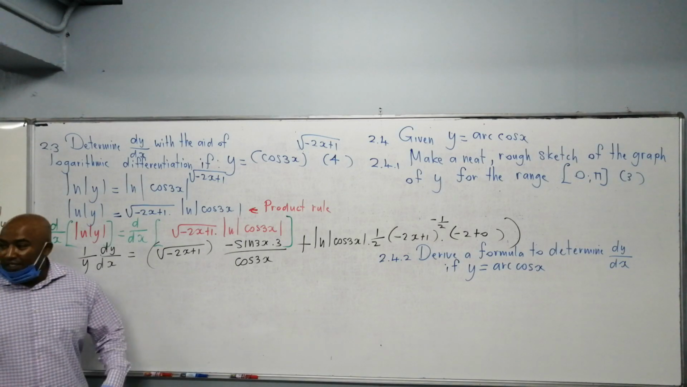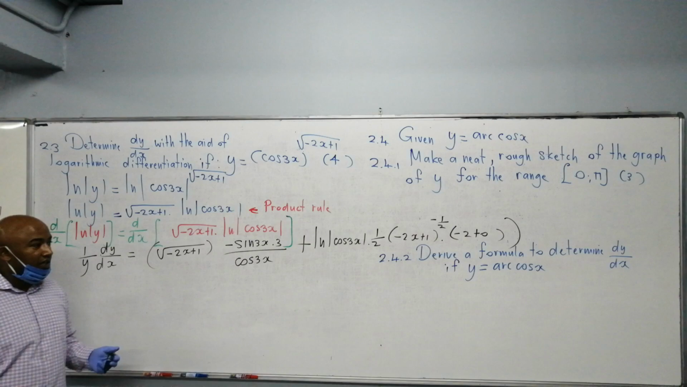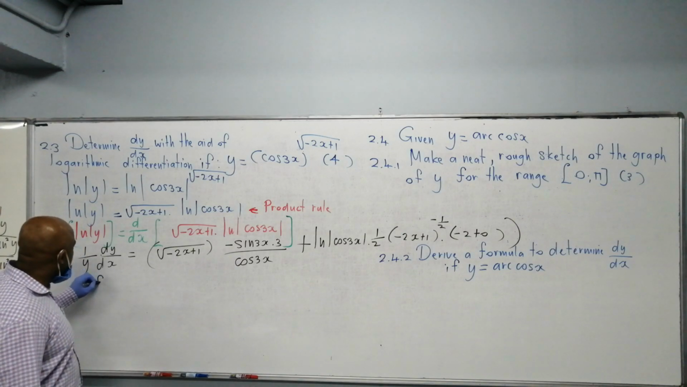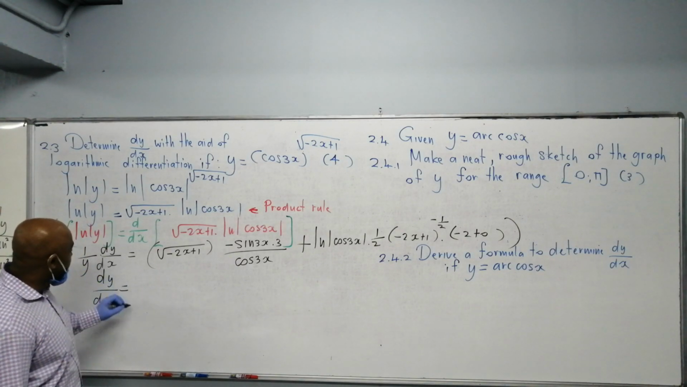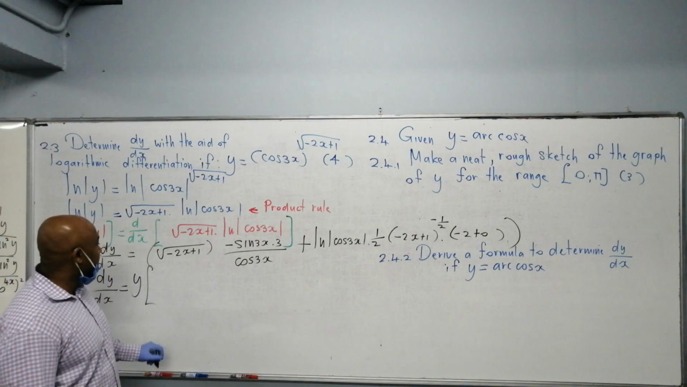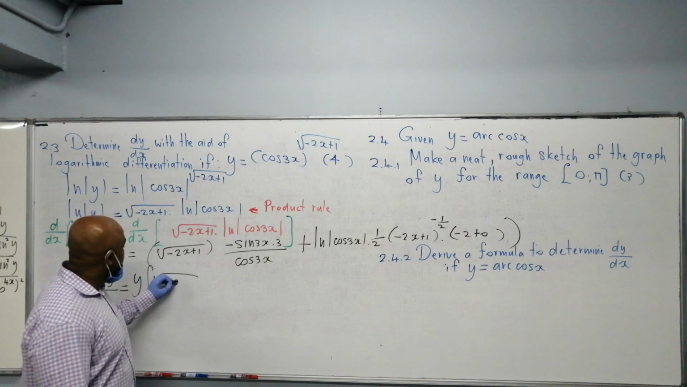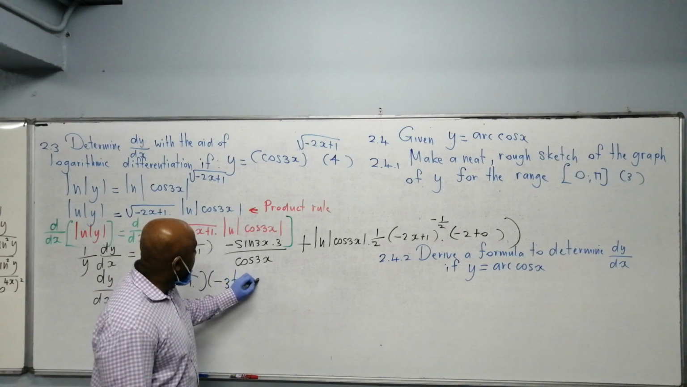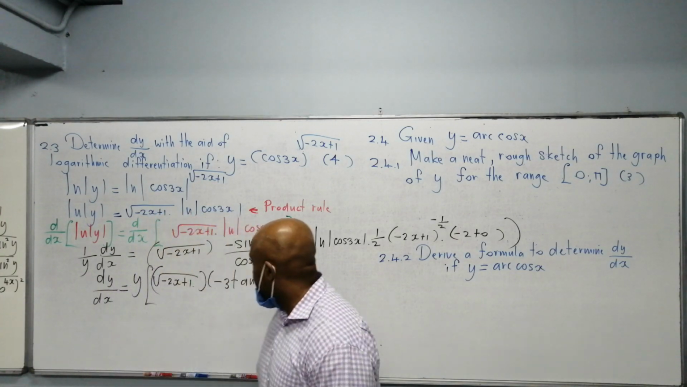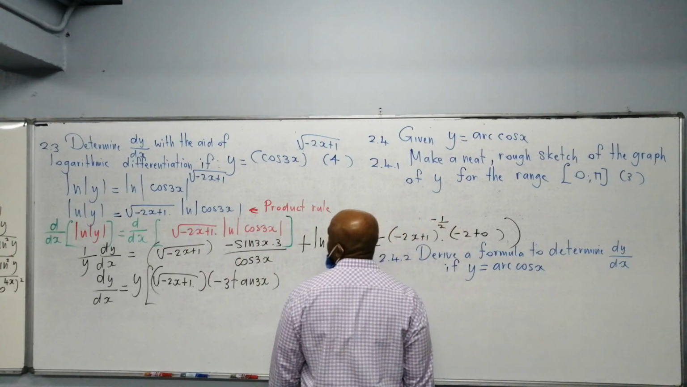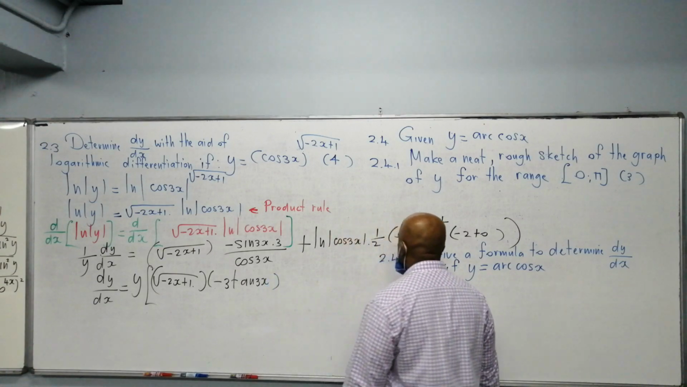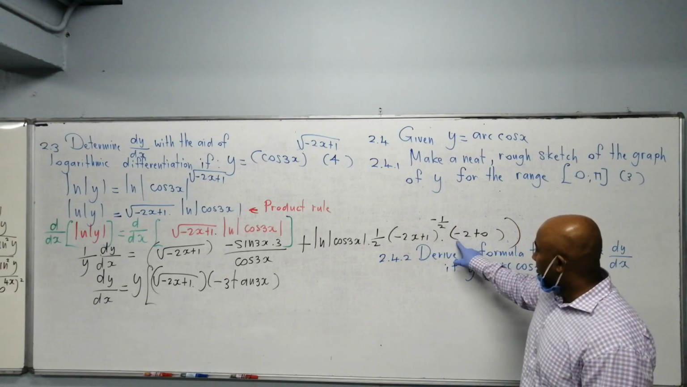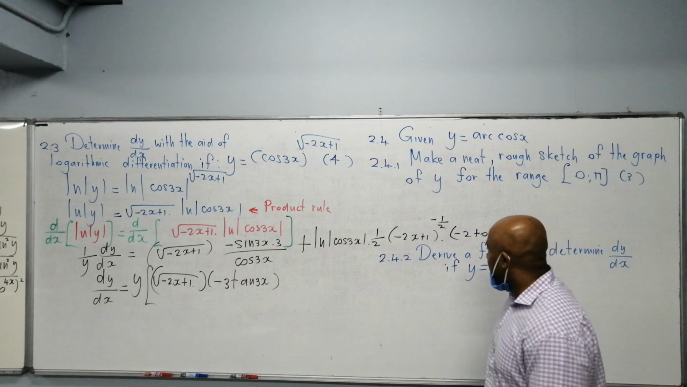So now you need to make dy over dx the subject of the formula. But the main job is done. It's just to multiply by y on both sides and you're done. So dy over dx is equal to, you multiply by y on both sides, so you end up with the square root of minus 2x plus 1 times minus 3 sine over cos, which is tan. And here, let's see what happens here. So here this 2 and that 2 will cancel, because minus 2 plus 0 is minus 2, so minus 2 and 2 will cancel.